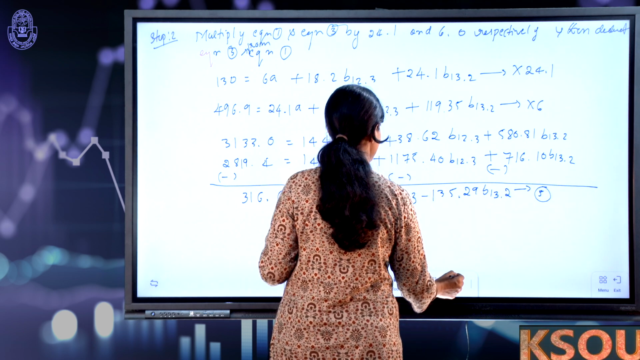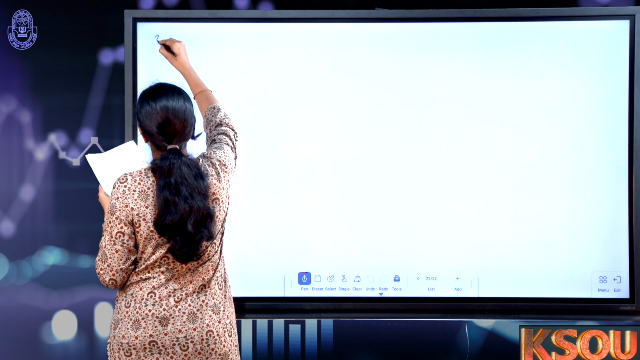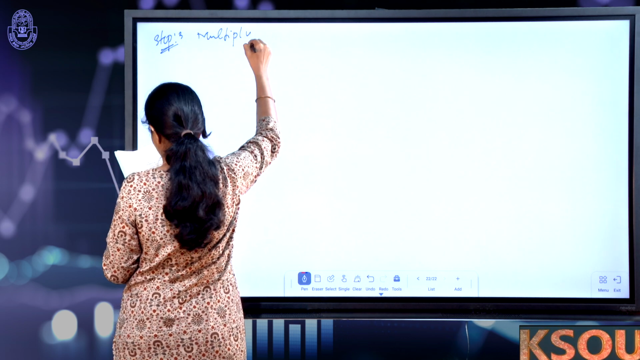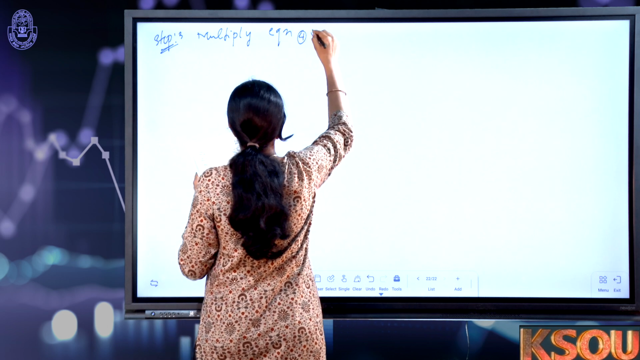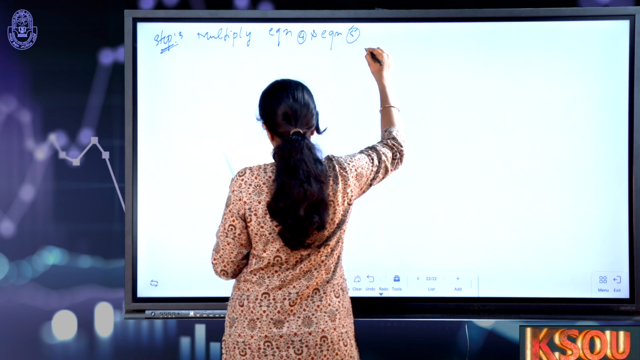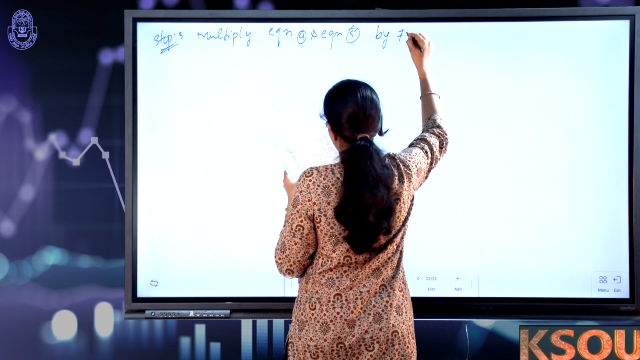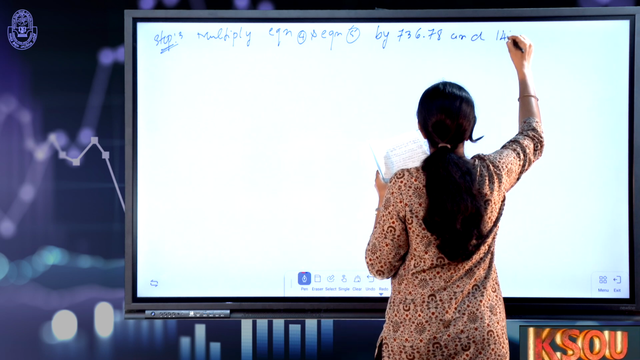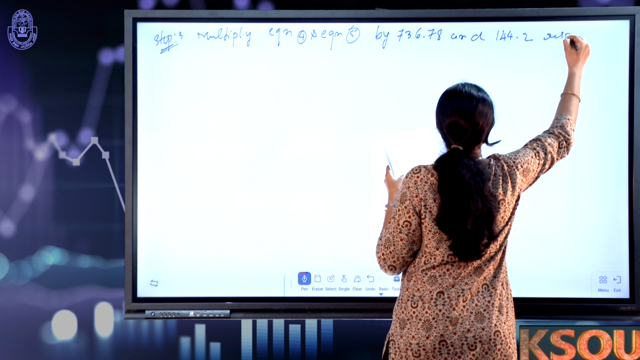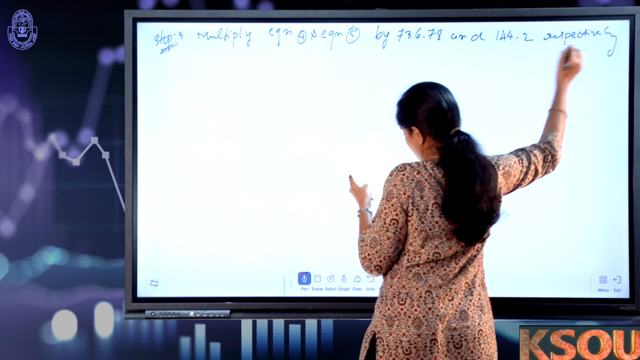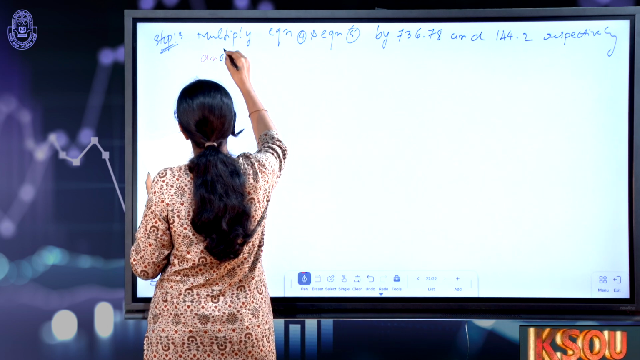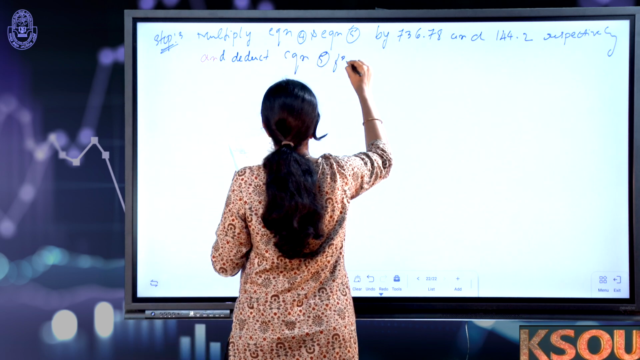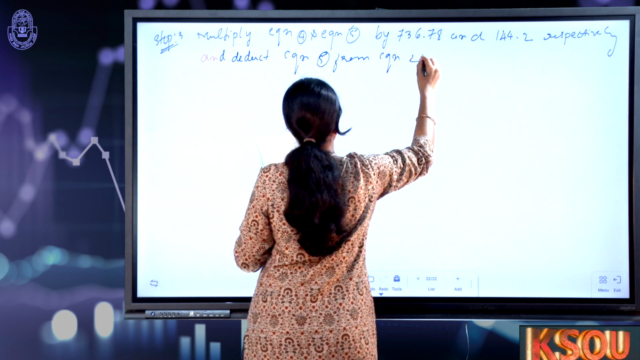Now you can take equation 4 and equation 5. That is step number 3. So multiply equation 4 and equation 5 by 736.78 and 144.2 respectively, and deduct equation 5 from equation 4.